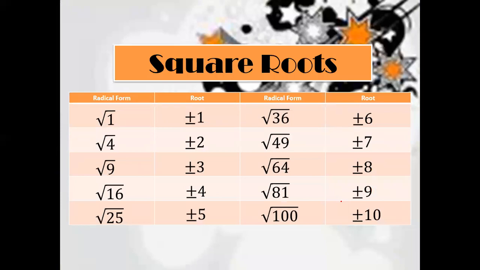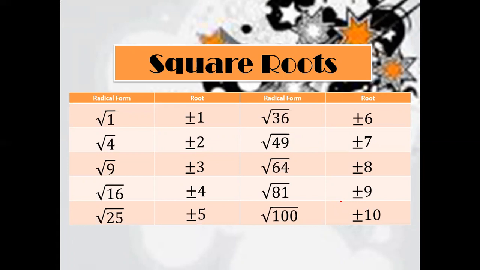Okay, let's get back with square roots. As you can see, we have a table here. Under the first column, we have the radical form, and the roots. From our first given example, the square root of 1 will give us roots positive and negative 1, while the square root of 4 will give us roots positive 2 and negative 2.